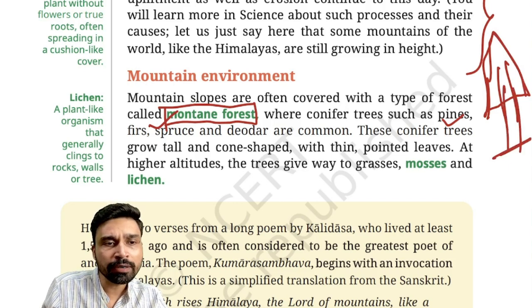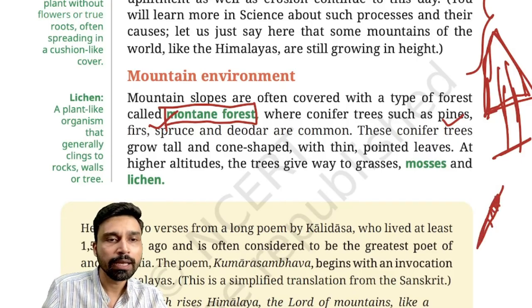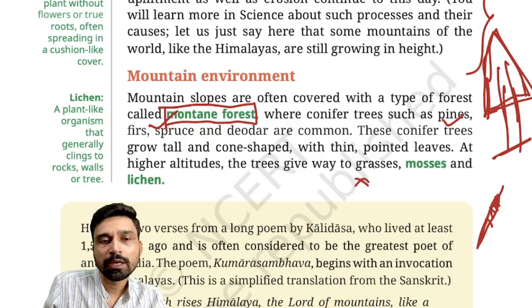These conifer trees are very tall, and as you can see, they have a conical shape, and the leaves of these trees are also very thin and pointed in nature. Like this kind of leaf you'll find in these trees. At higher latitude, trees disappear, and what you see is the appearance of grasslands.